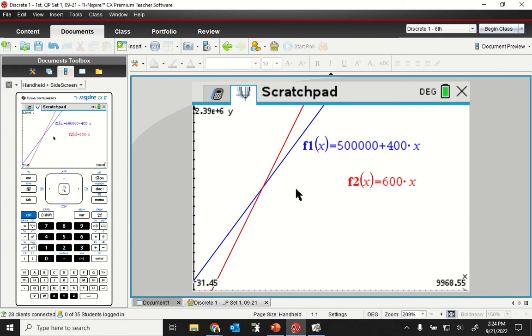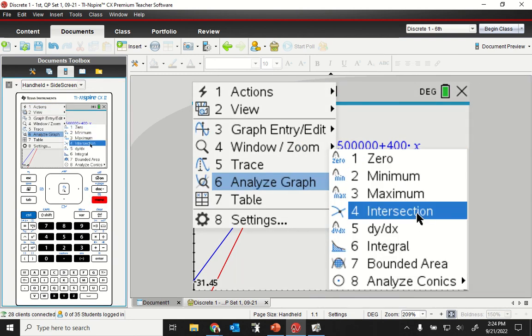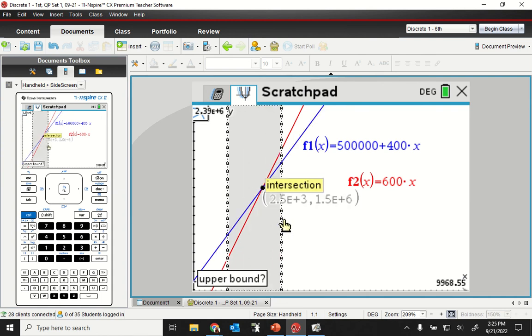Now, I'm looking for the break point. This is going to be the break point. This is where I start making more profit than I am cost right here. So for my break point, I have to find the intersection now. Menu, analyze graph, intersection. I know you guys are writing these down, right? Because it's important to write these steps down. Menu, analyze graph, intersection. Lower bound, so move to the left of it. Upper bound, move to the right.